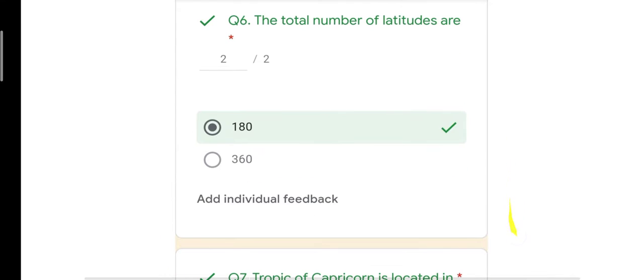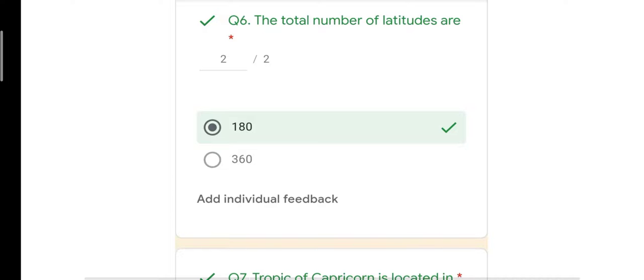Now, question number 6. The total number of latitudes are. So, children, the total number of latitudes are 180. It is not 360. See, children, we all know that the value of the equator is 0 degree. So, from the equator up to the North Pole, there are in total 90 latitudes.